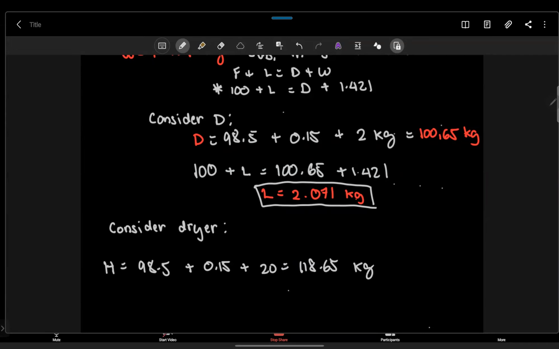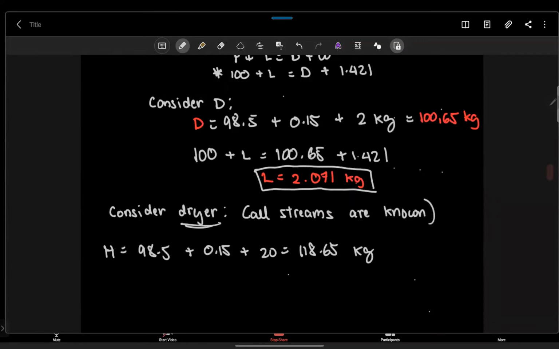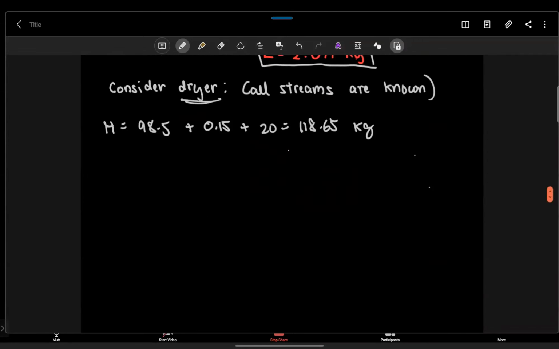Now, balik tayo dito sa dryer. Gaya ng sinabi ko kanina, sa dryer, all streams are known already. So, wala tayong napala sa dryer. Okay, so wala tayong magagawa kundi i-consider yung ibang streams or units. How about yung mixing point kaya? Consider the mixing point.